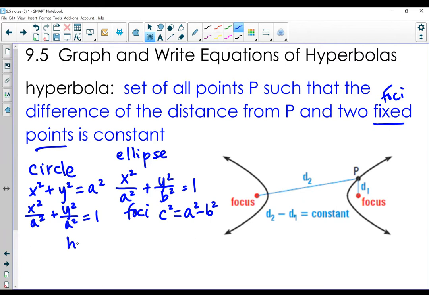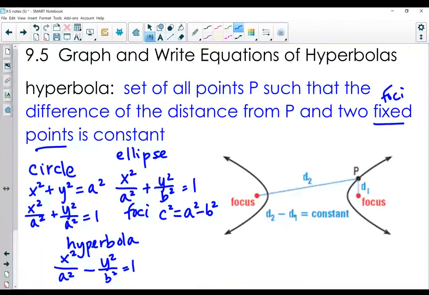And now we're looking at hyperbolas. So our basic equation for a hyperbola, there's really two. We'll look at them in a second. But I'm just going to write one with x squared first. It could be x squared over a squared minus y squared over b squared equals 1.